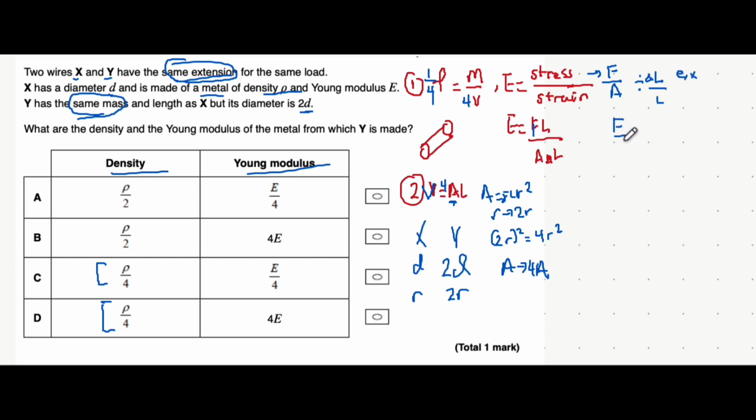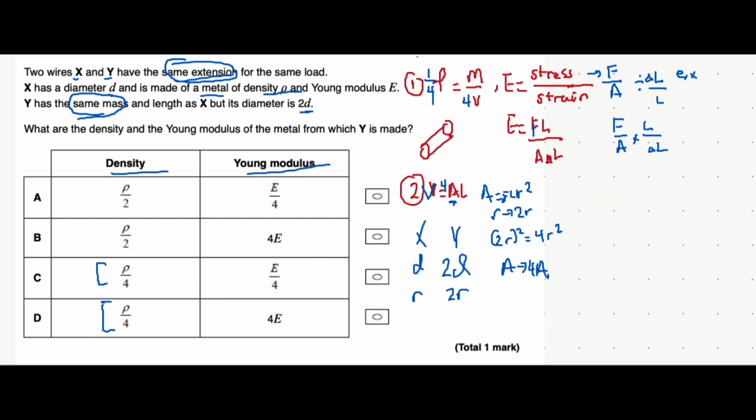But when you divide a fraction, you're multiplying by the reciprocal of the second fraction. So it becomes force times length divided by area multiplied by extension. So we mentioned that they have the same mass, so the force experienced is the same. It's due to weight. Weight is mg. If m and g are constant, then the force will also be constant. The length of both wires is the same. The extension of both wires is also the same.